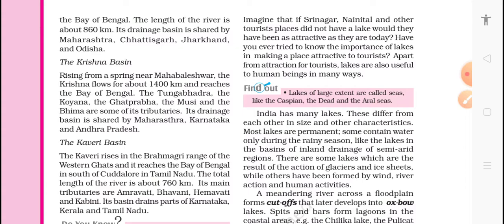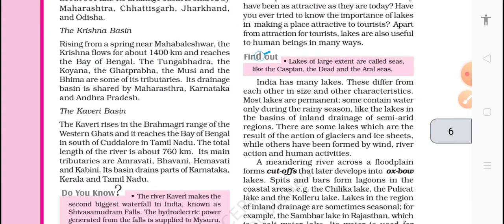Now we will talk about the Krishna River. The Krishna rises near Mahabaleshwar. It flows for about 1,400 km and reaches the Bay of Bengal. The Tungabhadra, the Koyna, the Ghataprabha, the Musi and the Bhima are some of its tributaries. Its drainage basin is shared by Maharashtra, Karnataka and Andhra Pradesh.